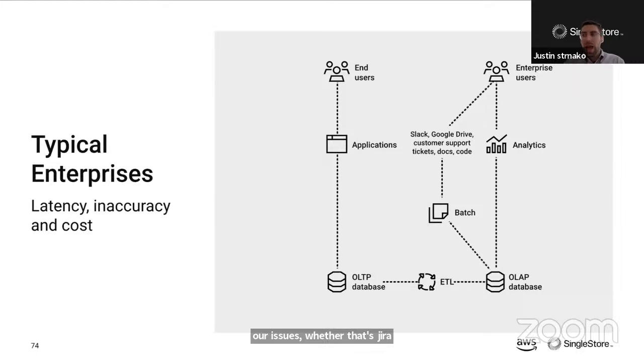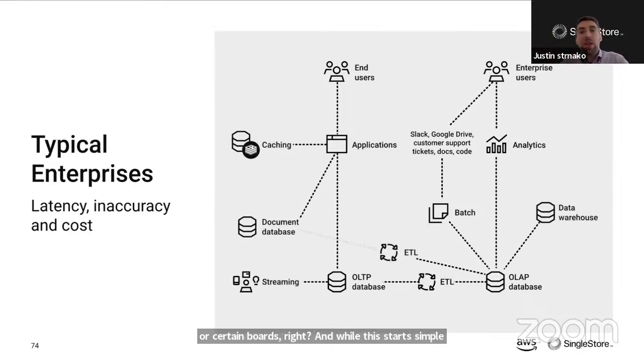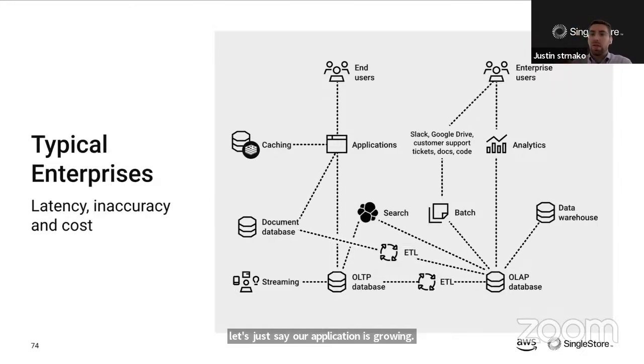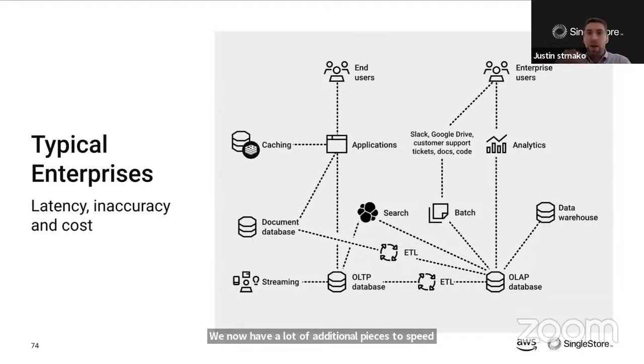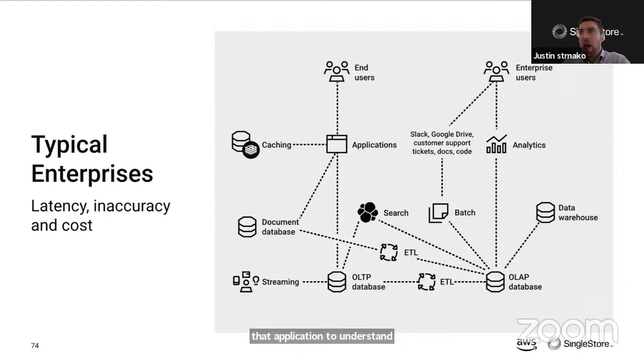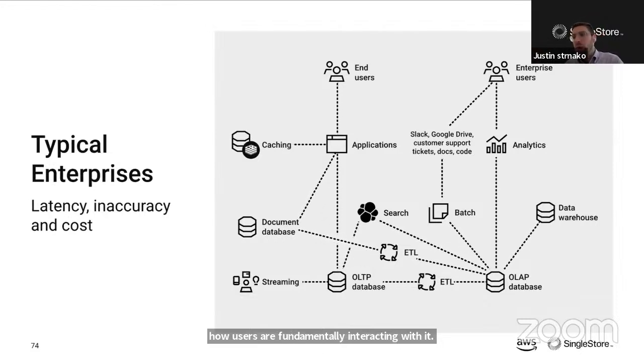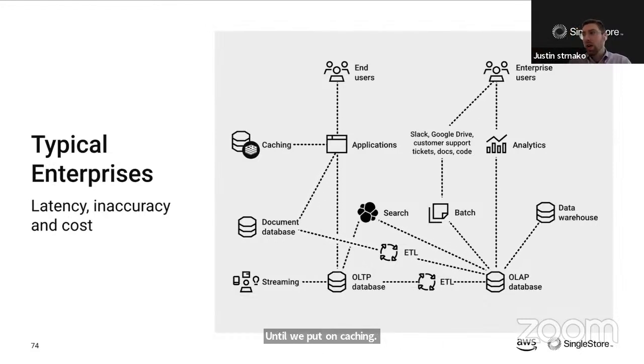And we have everything around us that could help support our sprints, our issues, whether that's Jira or certain boards, right? And while this starts simple, let's just say our application is growing. We now have a lot of additional pieces to speed up that application, to understand how users are fundamentally interacting with it. And so we put on caching. We want to stream data in. We can also implement search like Elastic or Solr or even SingleStore.